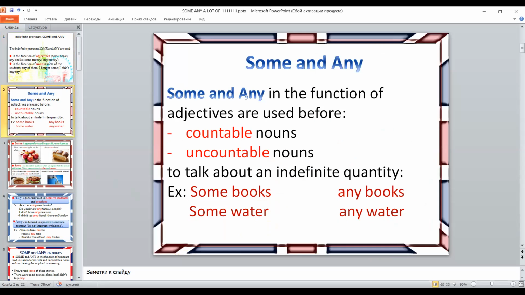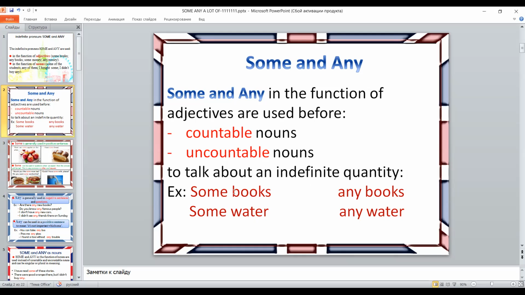So indefinite pronouns some and any in the function of adjectives are used before countable, also uncountable nouns, to talk about an indefinite quantity. Indefinite quantity means неопределенное количество. Some and any бірнеше біршама, несколько. Examples: some books, some water, any books, any water.